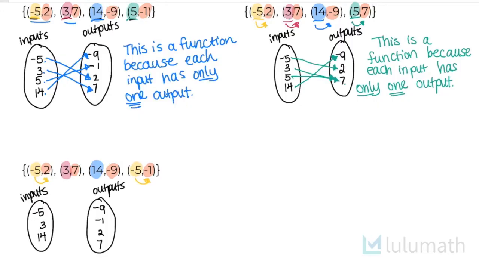So if you see here, -5 is mapped to 2, 3 is mapped to 7, 14 is mapped to -9, and then -5 is also mapped to -1. So if you see here, this -5 has 2 different outputs that it's mapping to, so that's not allowed. So therefore, this is not a function because one input has more than one output.